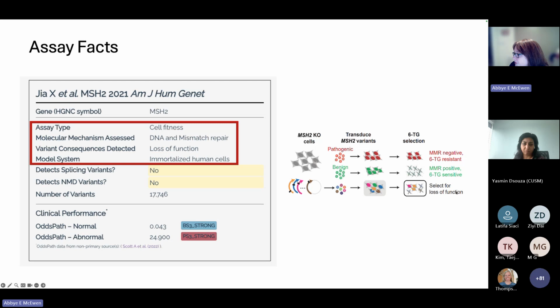MMR loss of function. So you can see here that from the label, the assay type is cell fitness. We're assessing DNA mismatch repair. The variant consequence detected is loss of function, and the model system is immortalized human cells. So this allows you to understand what this is without having to go back and read this entire paper.